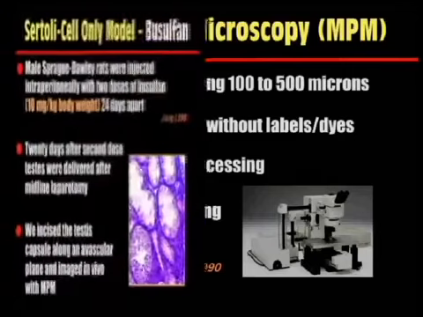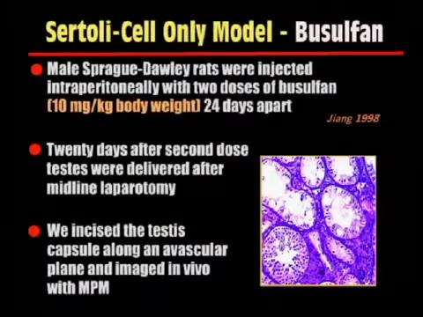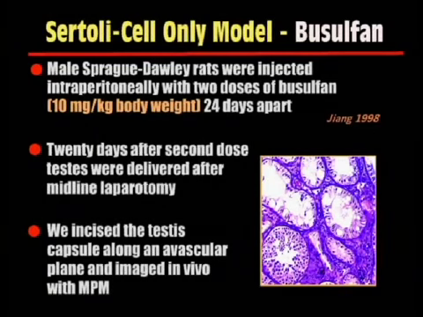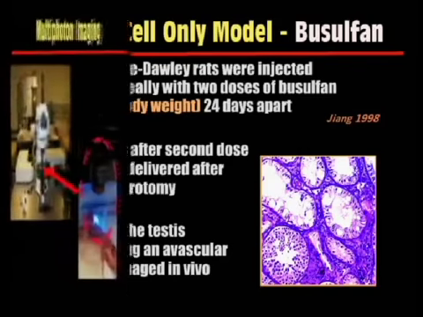In order to study whether MPM can be used to identify focal sites of spermatogenesis, we used a rat Sertoli cell-only model. This model will enable us to create a heterogeneous pattern of histologies within the testis. In 4 adult male Sprague-Dawley rats, we injected busulfan at 10 mg per kilogram on day 0 and day 22. About 20 days after the second dose, we imaged the testes.